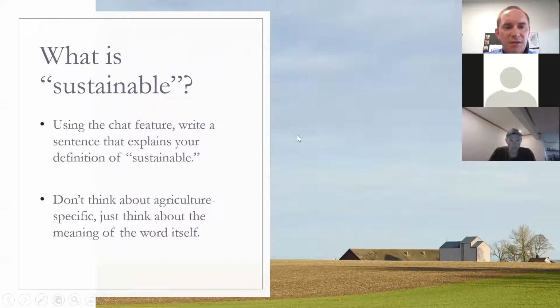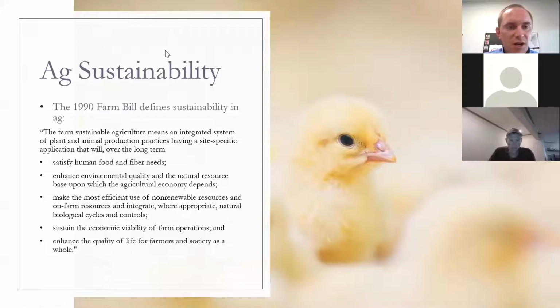Let's talk specifically about sustainability in agriculture. And so in the 1990 Farm Bill, they actually defined sustainable agriculture. And so I just copied this directly from that Farm Bill. And so you see those bullet points there. According to this Farm Bill, this is what sustainable agriculture means. It's an ability to satisfy human food and fiber needs. It enhances environmental quality and the natural resource base upon which the ag economy depends. It makes the most efficient use of non-renewable resources and on-farm resources, and integrates where appropriate natural biological controls and cycles. It sustains the economic viability of farm operations and enhances the quality of life for farmers and society as a whole.